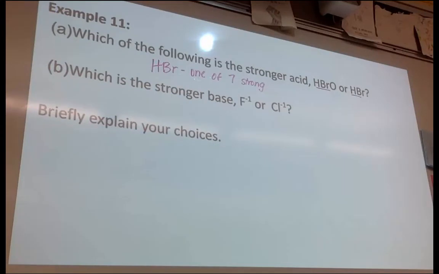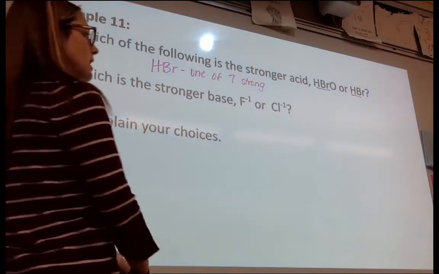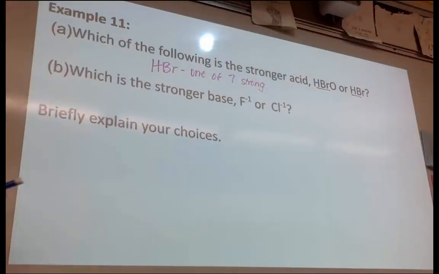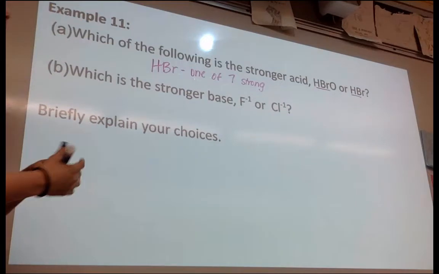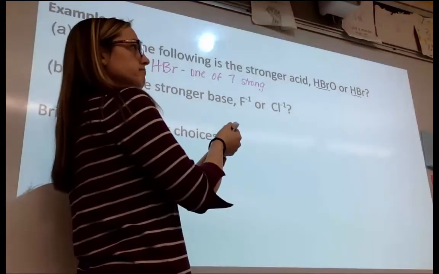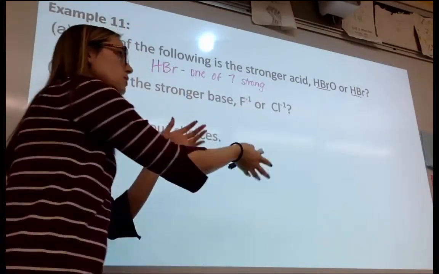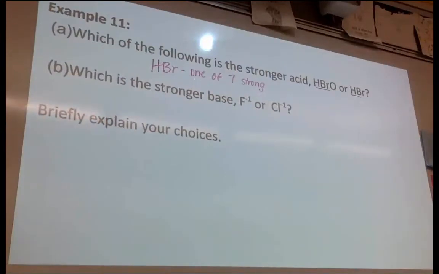HBr is one of the 7 strong acids, and so that's going to be the stronger of the 2. Now part B says, which is the stronger base, F minus or Cl minus? When you're looking at the strength of the base, these are conjugate bases, right? These are the results of an acid losing its proton.